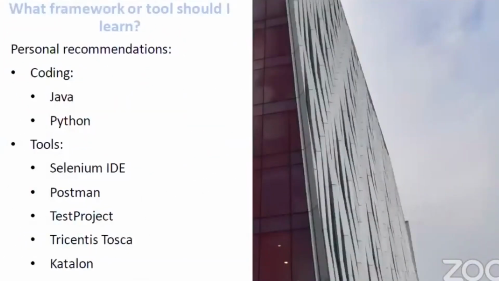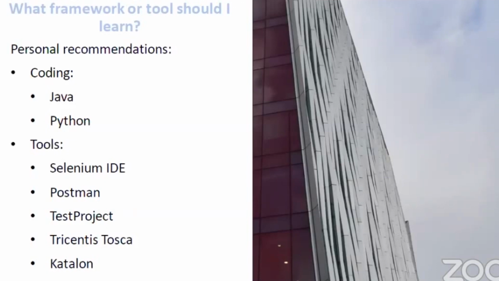What would be a tool or a framework that you could learn? So this is a question I get a lot, but honestly, there's no good answer. There are many out there. There are various programming languages that are very useful for different areas, maybe.